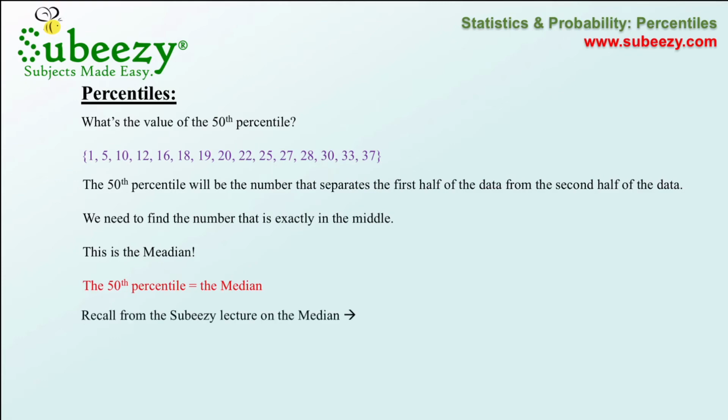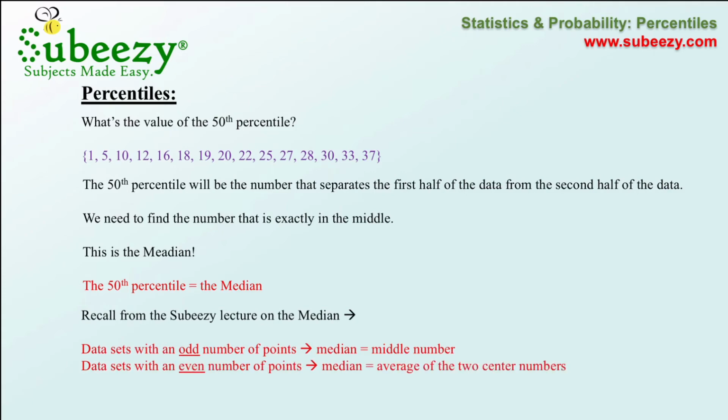Recall from the Subeezy lecture on the median that for data sets with an odd number of items, the median will be the middle number. But for data sets with an even number of items, the median will be the average of the two center numbers. If you are able to solve for the median, then you are also able to solve for the 50th percentile.